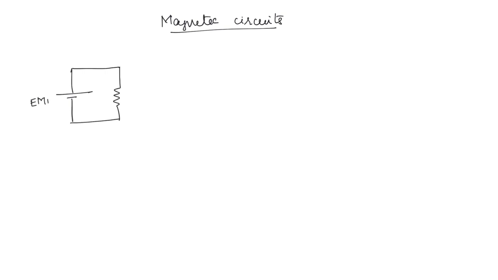Magnetic circuits. Okay, so in electric circuits, what do we have? We have a potential that is supplied by some battery, right? So that we call the electromotive force, EMF. Okay, and if there is a resistance R, then the current that is flowing, we take I. So if this EMF is given by V, right? So this is going to be V is equal to I times R. This is from Ohm's law. So this is an electric circuit, right?